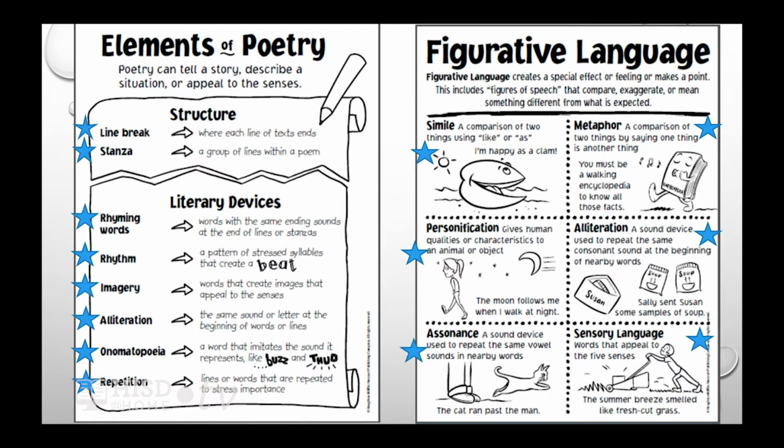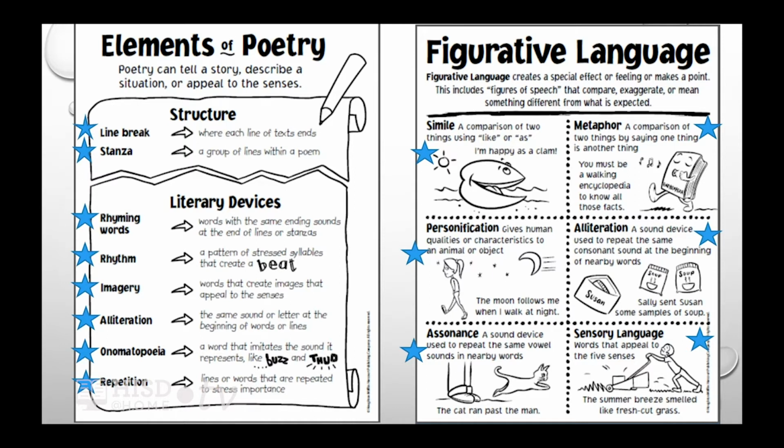Alliteration. Alliteration is the same sound or letter at the beginning of words or lines. Then there's onomatopoeia. Onomatopoeia, that's when the word imitates the sound it represents, like bzzz and boom. And then there's repetition. That is when lines or words are repeated to stress importance.